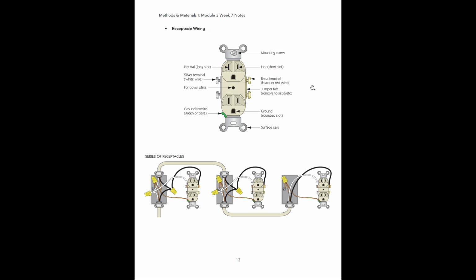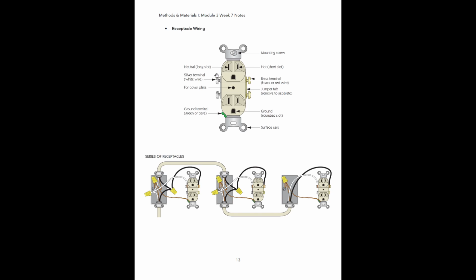Okay, so now receptacle wiring. When I talk about a receptacle, I'm talking about anything that's receiving power from the electrical system. So in this example, we're talking about an outlet. If we're looking at a basic outlet here, on the left side we have our terminals. These are our silver terminals. On the right side, we have our golden terminals or brass terminals.